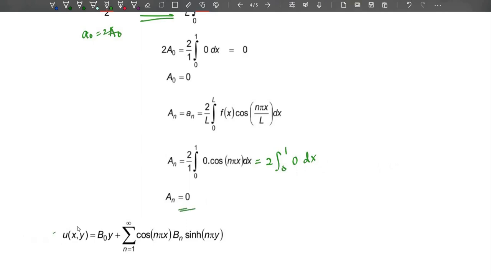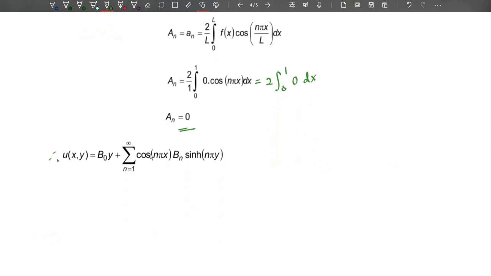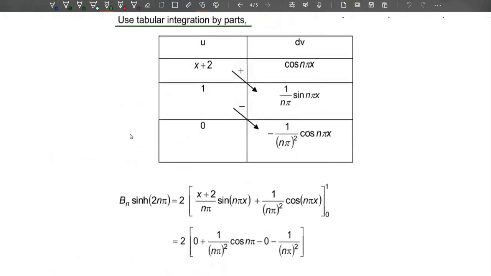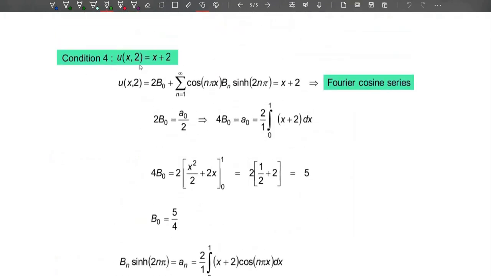Therefore, we will have U_S(Y) equal to B0Y plus the summation n from 1 to infinity cos n pi x times Bn sin hyperbolic n pi y. That means here A0 is equal to 0 and An equal to 0 at the front. Okay, the last condition that we have is this one. Condition 4, the fourth condition, U_X(2) equal to x plus 2, where here we just need to substitute the value of y equal to 2.